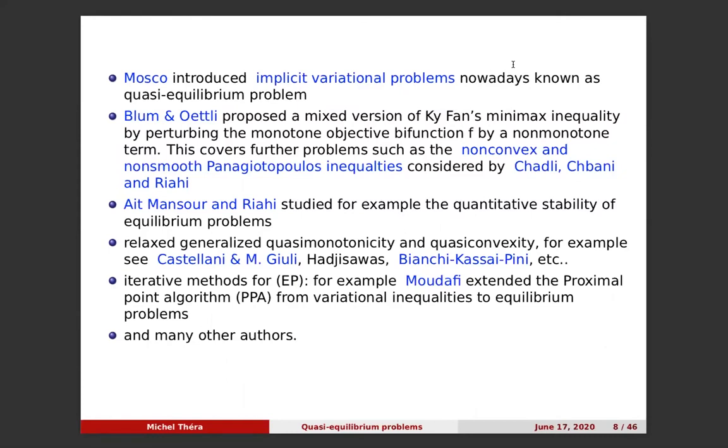Also, Ait Mansour and Riahi studied, for example, the quantitative stability of equilibrium problem, and also relaxed generalized quasi-monotonicity and quasi-convexity, for example, were studied by Castellani and Giuli, Hadjisavvas, Bianchi, Schaible, Pini, and many others, including people attending my talk today. And also, I want to mention iterative methods for equilibrium problem. People like Moudafi extended the proximal point algorithm from variational inequality to equilibrium problem. And we have many, many others, and I can mention many other names that are not given here. Italian people, also Wilfredo Sosa in the audience, Martinez-Legaz, and many other people.